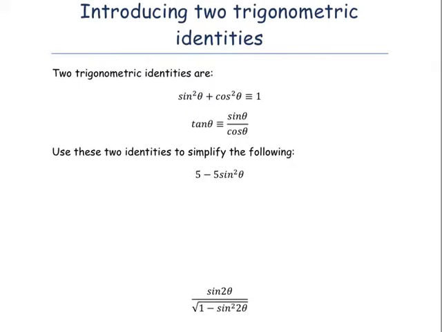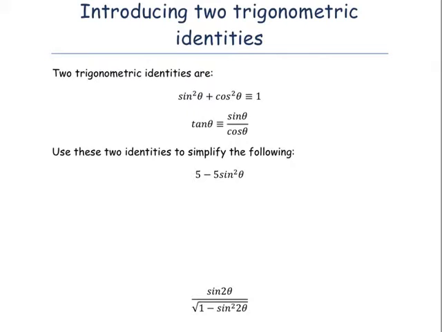So the first trigonometric identity is sine squared theta plus cos squared theta is always equal to 1. You can test this on a calculator if you want to. Of course, we could rearrange this to make sine squared theta equal to 1 minus cos squared theta, or vice versa. And the other trig identity is that tan theta is always equal to sine theta divided by cos theta.